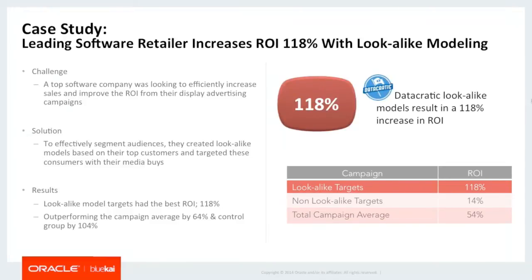And the results of that lookalike model were they saw a 118% lift in ROI for the lookalike model targeting. And so that was particularly good because this campaign actually was doing very well in and of itself. It had a 54% ROI overall, but the lookalike model was able to excel far and away above, about 64% better than the average.